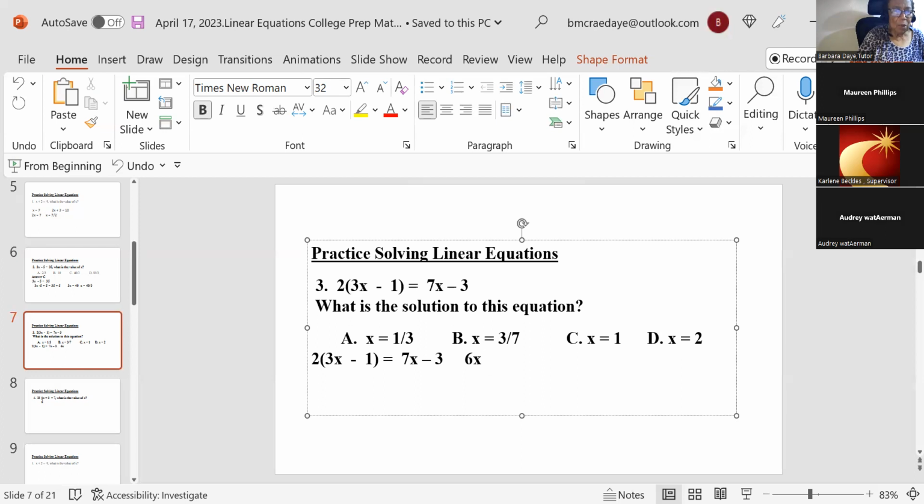2 times a negative 1. Multiply unlike signs, you get negative. -2. Very good. Because unlike signs multiply to give you negative. Now, all of that is equal to what we see on the right, 7x minus 3. Now, Audrey, what do we do next?